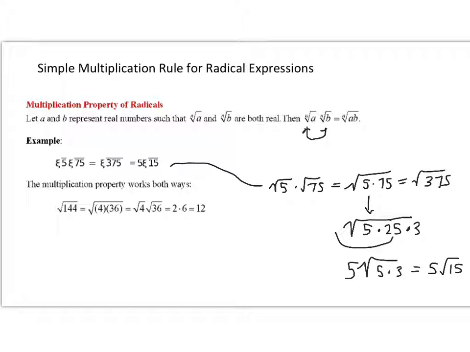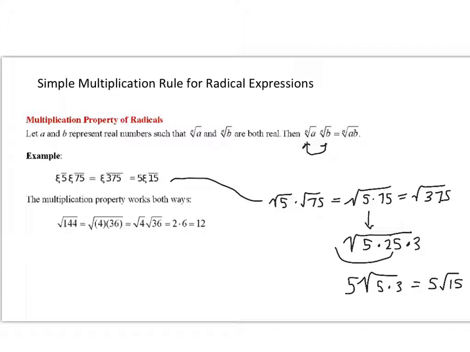The multiplication property works both ways. So the square root of 144 is equal to the square root of 4 times 36. Notice we put these in squared terms because the index is the square root. So now this equals the square root of 4 times the square root of 36, which is 2 times 6, which is 12. So the square root of 144 is 12. That makes sense because that's what we do in our number tables.